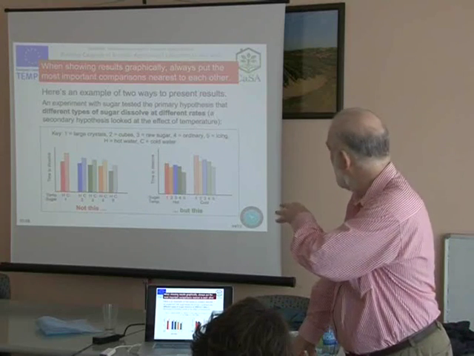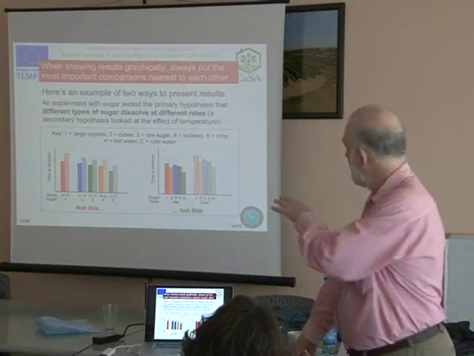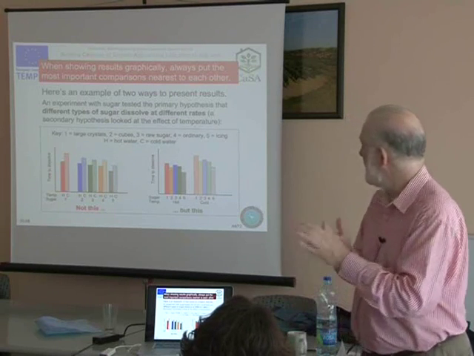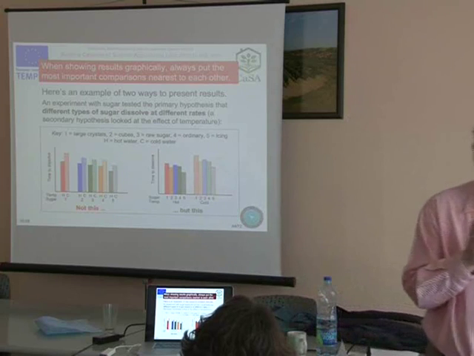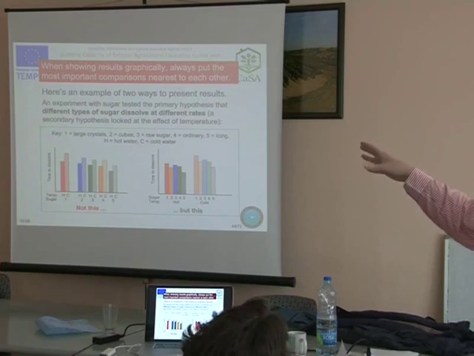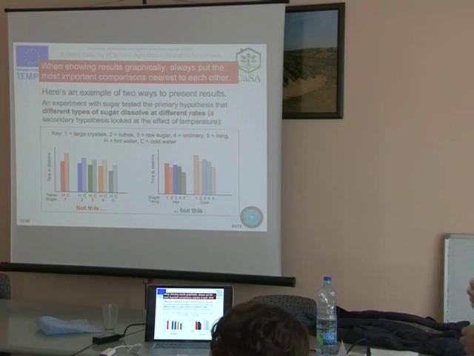Now on this figure, I've got two examples of showing the same data. On the left-hand side is one version, and on the right-hand side is the second version. In the extended version of my course, I give the participants an exercise to do, which is designing an experiment to look at different types of sugar. And I've used that as an example of different ways of presenting data in these two graphs here.